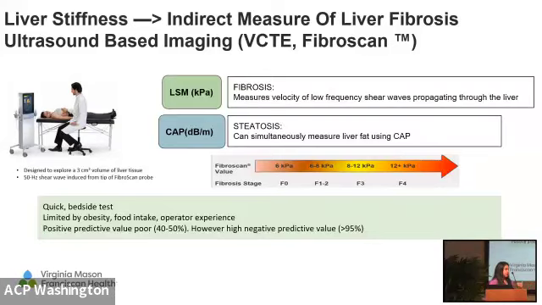Once we do a FibroScan, if they have some liver fibrosis, we actually do this every year to look for progression or regression. The only problem with this is some patients, because of the body habitus, we may not be able to do a FibroScan, but for the most part, yes, we are able to do this at the bedside.